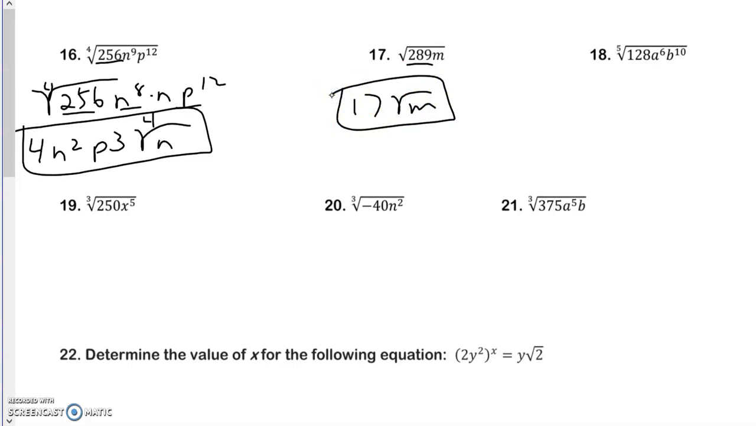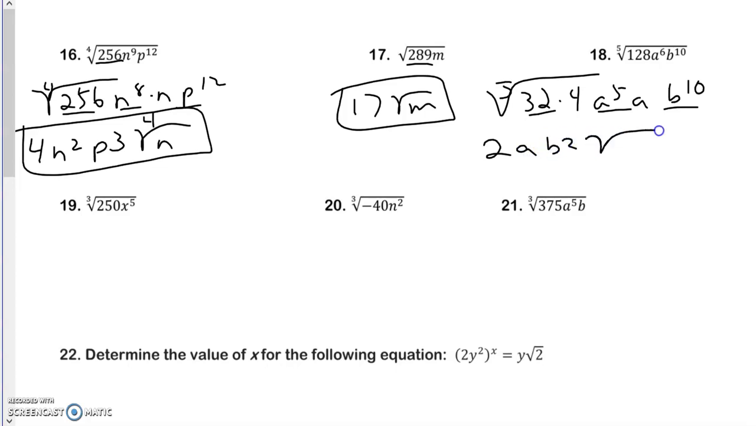Taking a look at this one, I got to go on the 5th column. I'm going to try 32. Does 32 go into 128? Oh, it sure does. So I'm going to take 32 times 4. Got to break this down to multiples of 5. So a to the 5th, a, and b to the 10th. I'm looking for multiples of 5. The 5th root of 32 is 2. 5 divided by 5 is a. 10 divided by 5 is 2, and what's not perfect is 4a. Don't forget the little 5, and you are done.